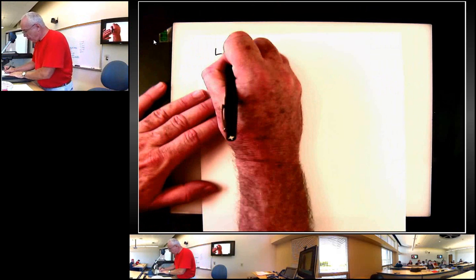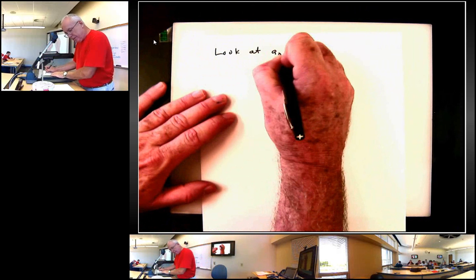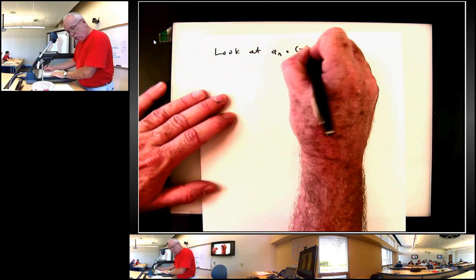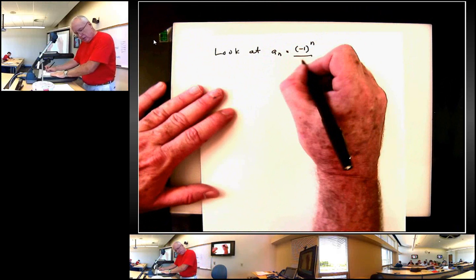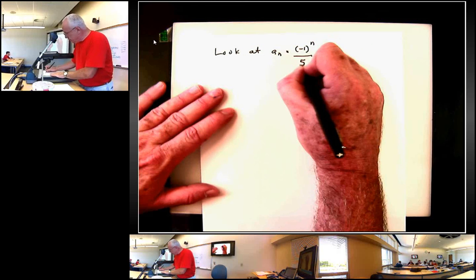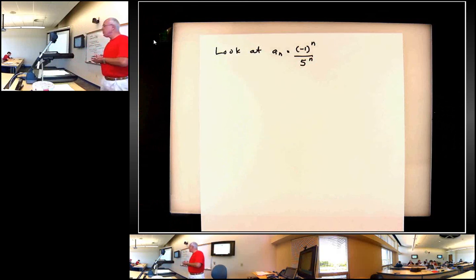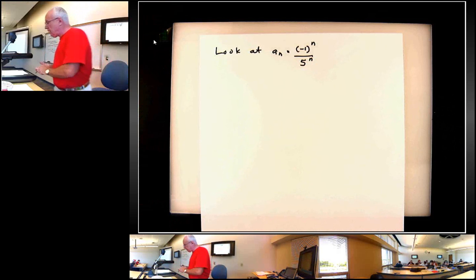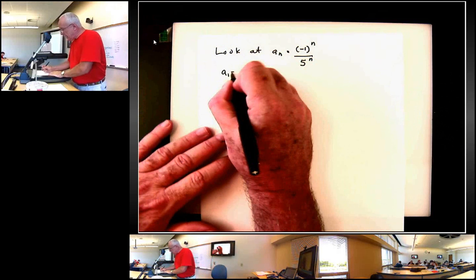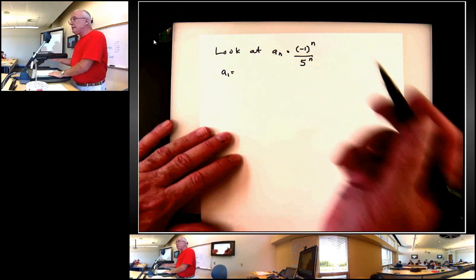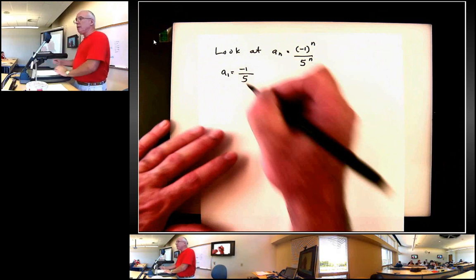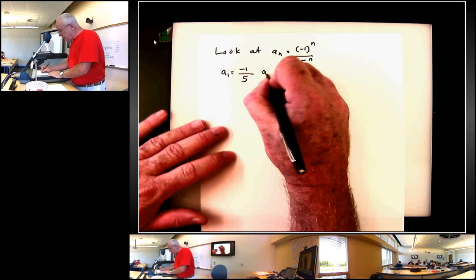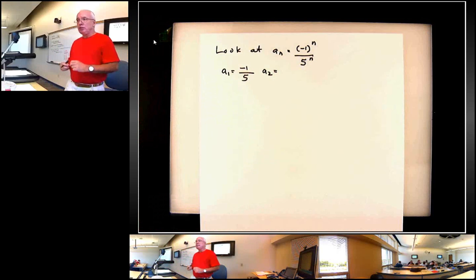Let's look at a sub n equaling this: minus 1 raised to the n power divided by, let's say, 5 to the n power. Okay, so this is how our sequence is defined. So therefore, let's look at a sub 1. We replace n by 1. We're going to get minus 1 up above and 5 down below. So it's negative 1/5.